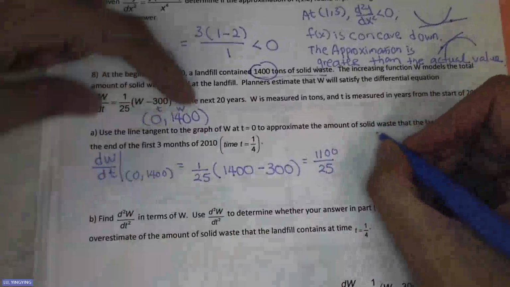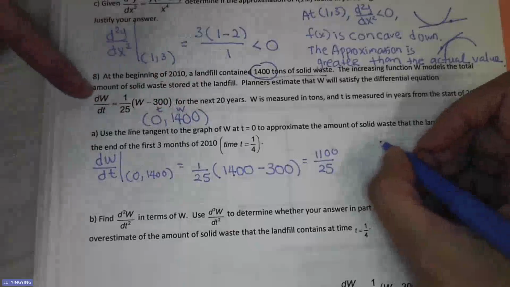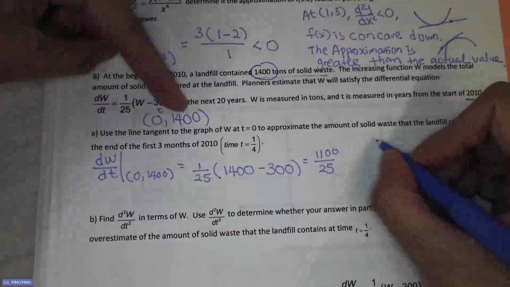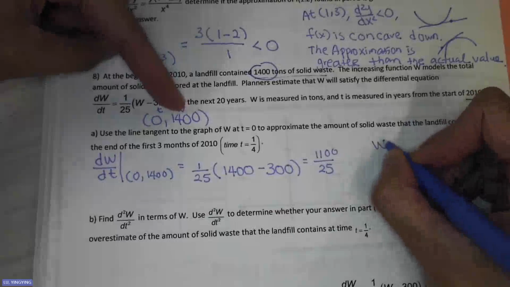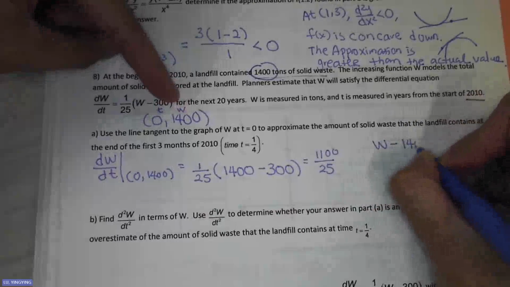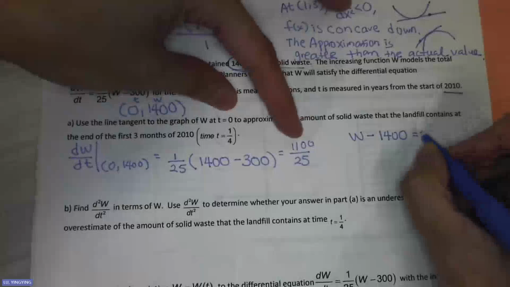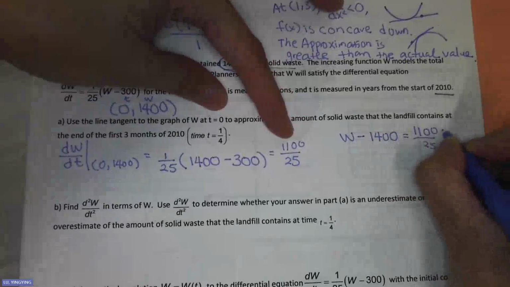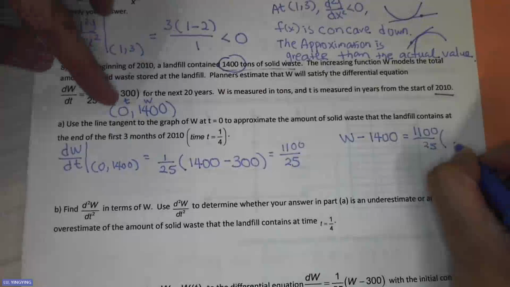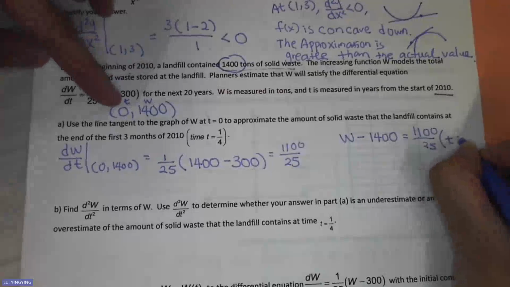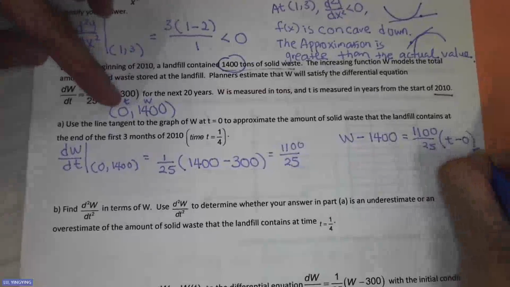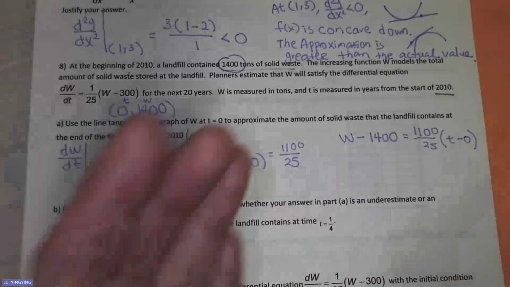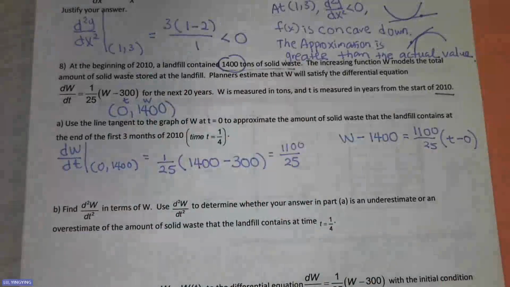Now my equation of tangent line. You cannot use y. What's the variable we're supposed to use? W minus 1,400 is equal to our slope, 1,100 over 25. And then what's the input? T, that's right, t minus 0. And then stop here. Don't distribute. I have people that try to distribute and then they are wrong. So just stop here. That's my equation of the tangent line.